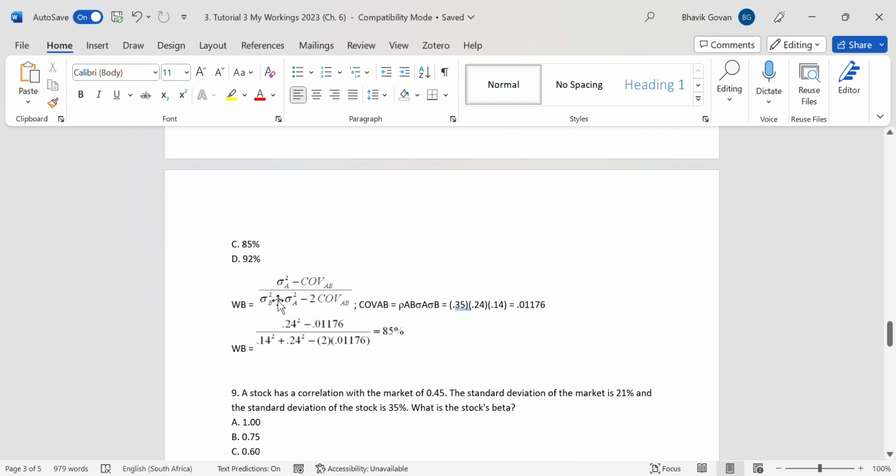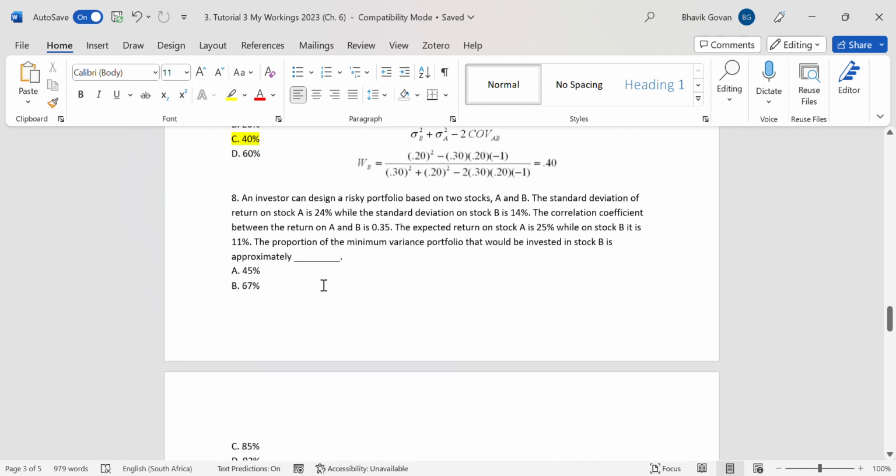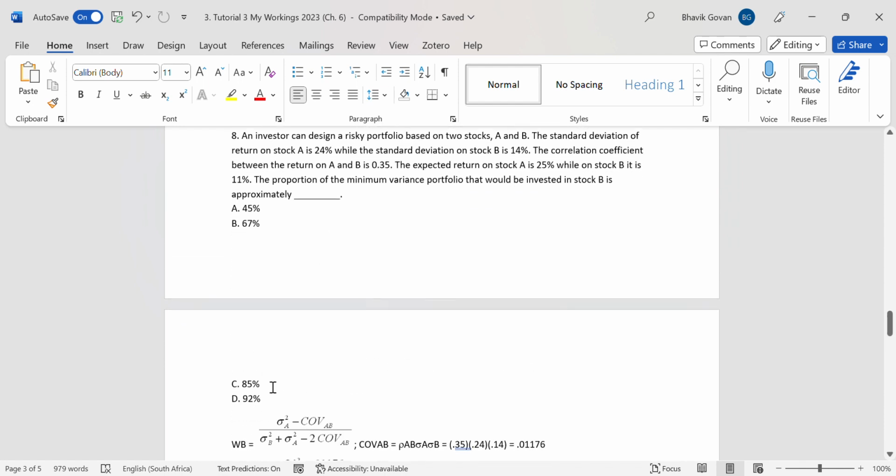The weight of B is equal to the variance of A minus the covariance between A and B, all over the variance of B plus the variance of A minus 2 times the covariance between A and B. So to find the covariance between A and B, we can make use of the formula, which is the correlation coefficient between A and B times the standard deviation of A times the standard deviation of B, as we've done before in the previous question. So we've basically got our covariance here. Substitute that into the formula and solve for the weight of B. We'll get 85%. So the answer for 8 is C.